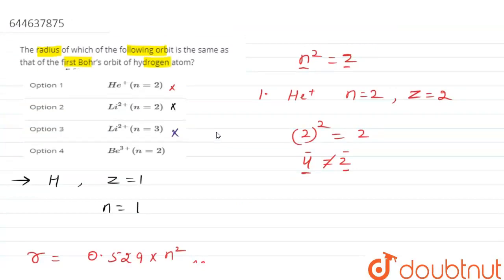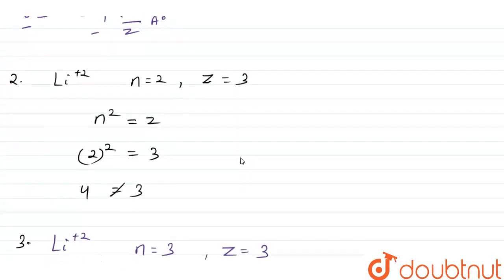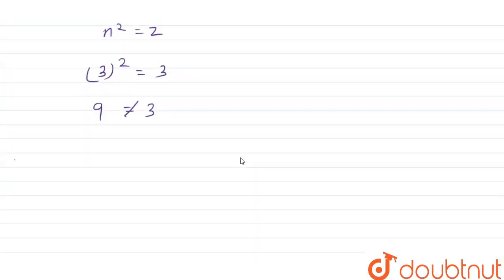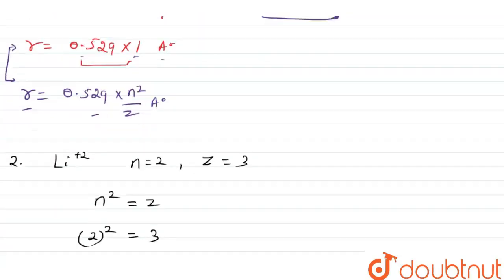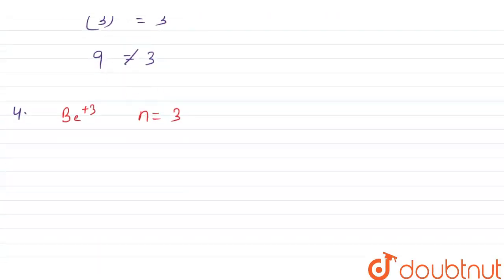Now we have the last option, beryllium plus 3 and n is 2. So in option 4 we have beryllium plus 3, and the n given is how much? We have n is 2, not 3. So let's write again. Given n is 2 here, and we know that Z for beryllium is 4.